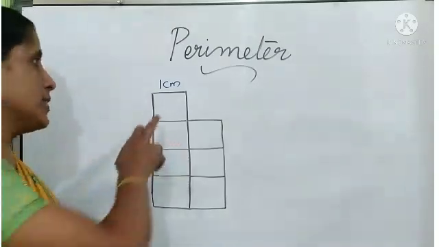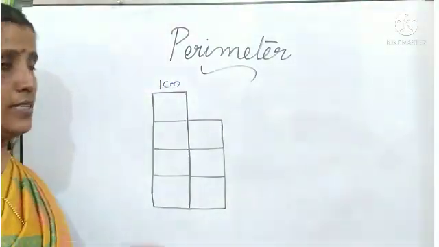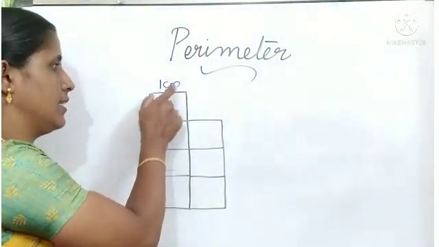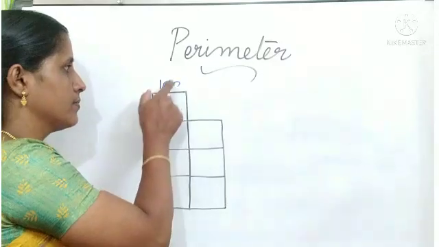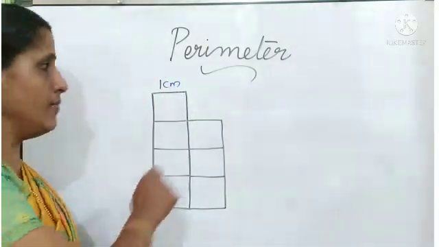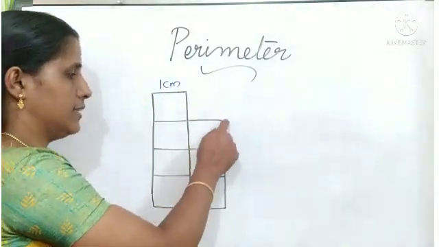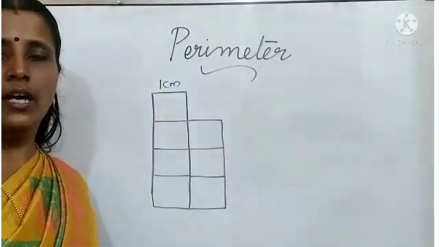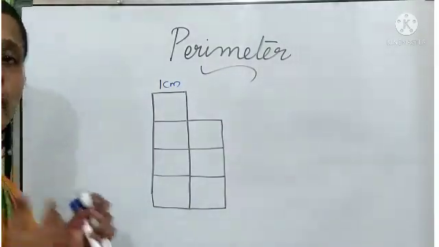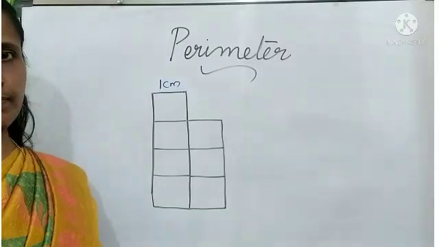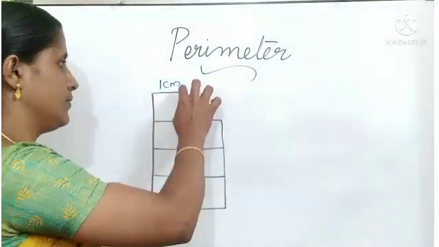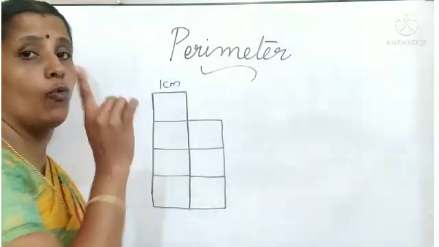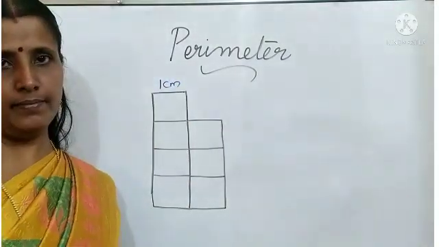So only one measurement is given, that is 1 centimeter. That means the length of this side, starting from this to here, the measurement is 1 centimeter. In the same way we have to find out all the other sides also. Okay, how can we find out the perimeter of the given figure? These are the sides with measurement 1 centimeter.